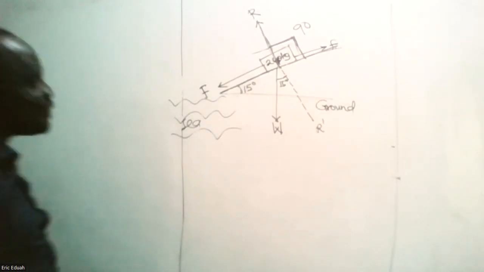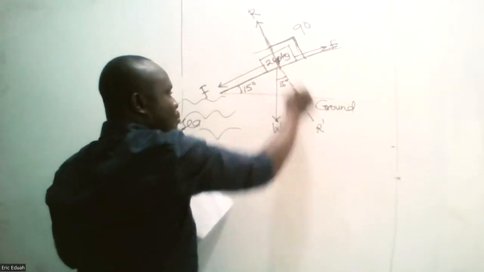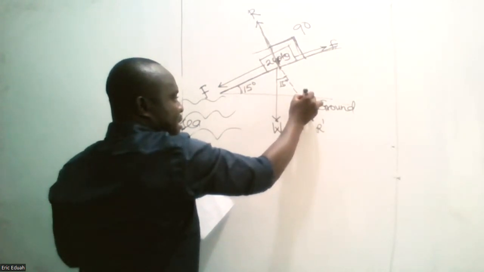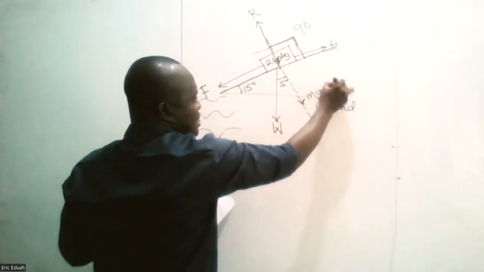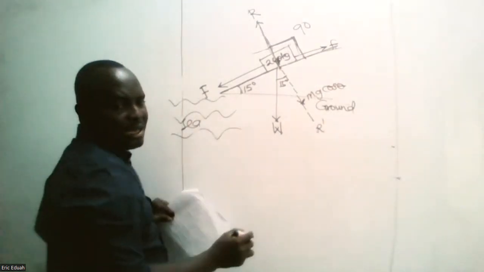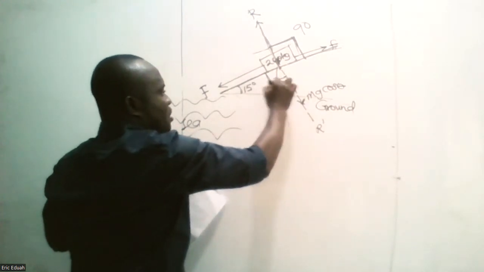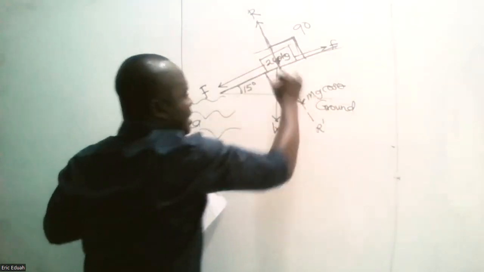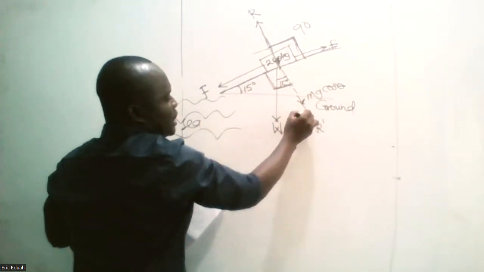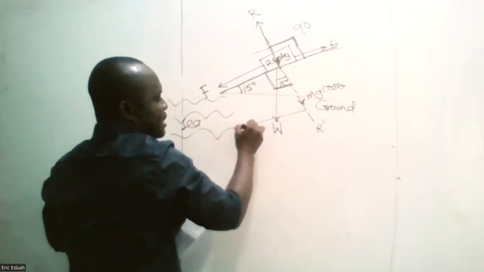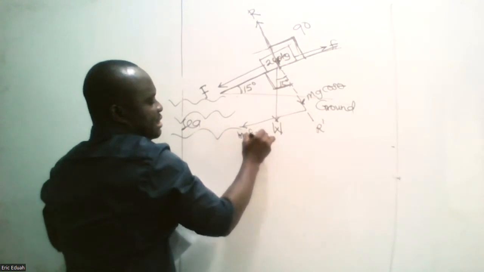Okay, so when you resolve this component of the weight, the component perpendicular to the plane is mg cos theta. The component parallel to the plane, which is this part, would obviously be mg sine theta.